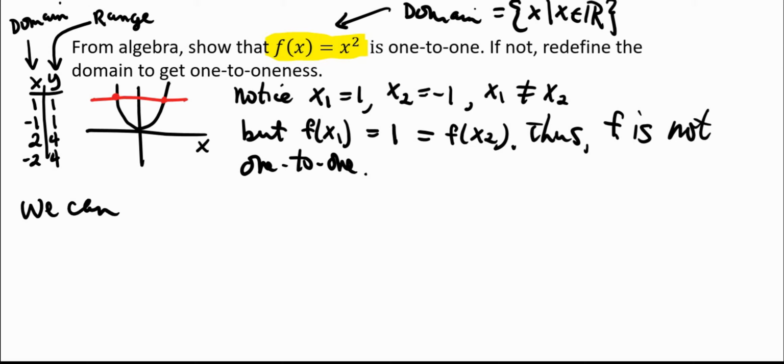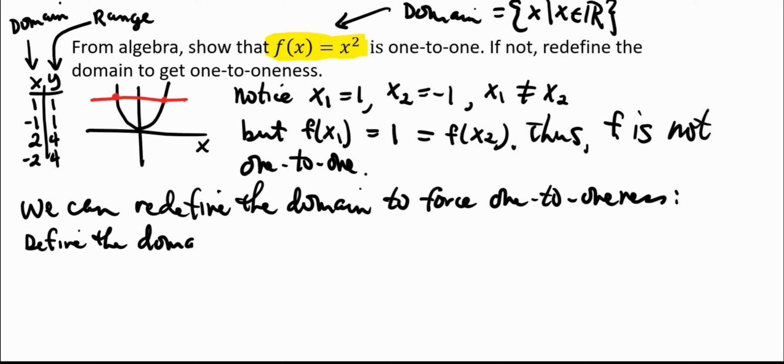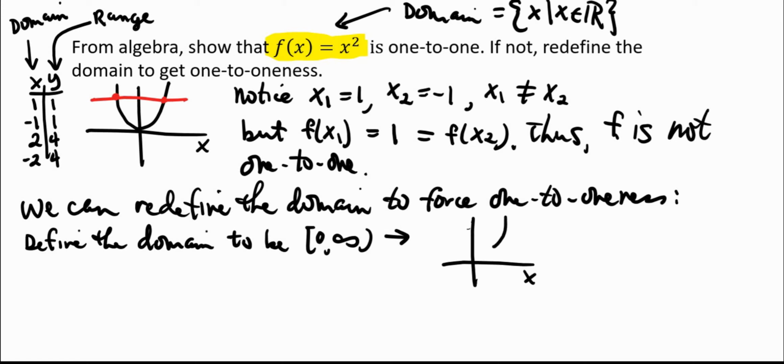So here we can redefine the domain to force one-to-oneness. So define the domain to be from 0 to positive infinity. And you could have also chosen from negative infinity to 0. So that means in terms of the graph, we're only looking at this side.